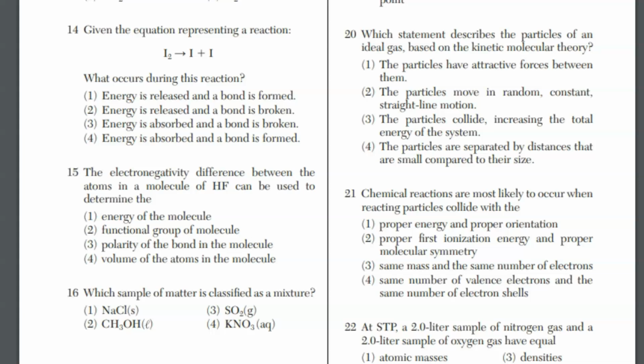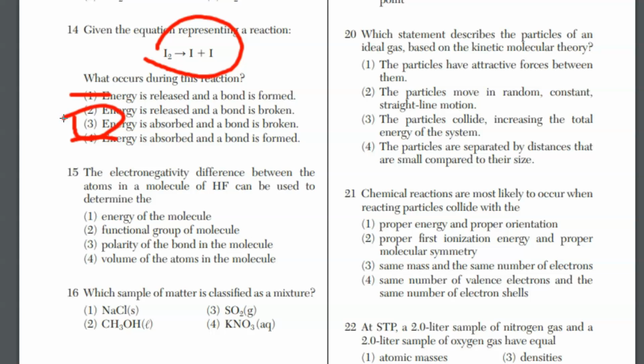Question 14, given the equation representing the reaction, what's occurring? This is a 2-for-1. You have to answer whether energy is released or absorbed, and then whether you're forming a bond or breaking a bond. Obviously, this reaction tells a story. You have I2, so it's bonded together, and now it's separate. So what happened is the bond was broken. I can get rid of 1 and 4, and notice I answered one of the 2 first. And then what happens when you break a bond? Breaking a bond is just like breaking a bone on your body. It is energy that is absorbed, which is choice 3.